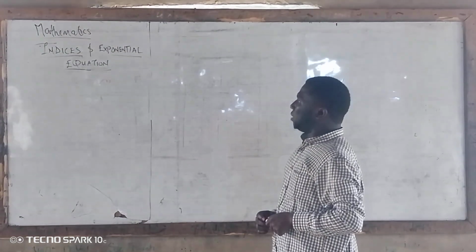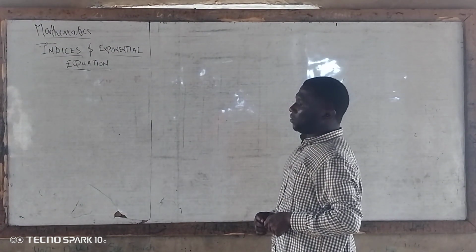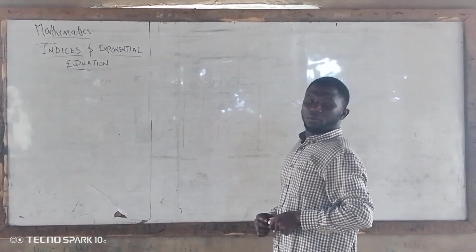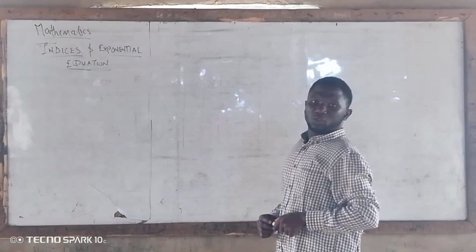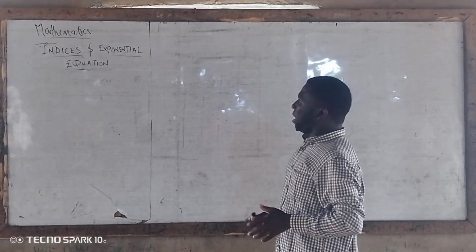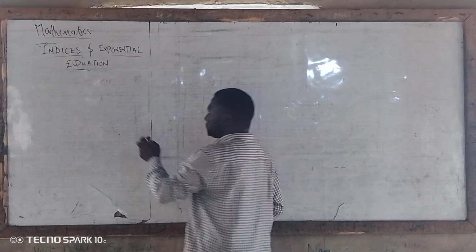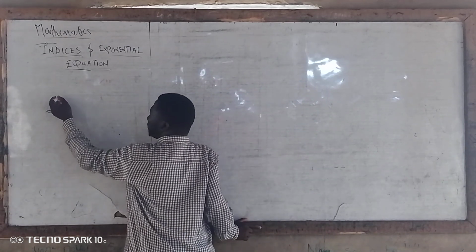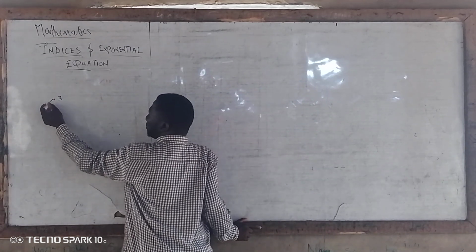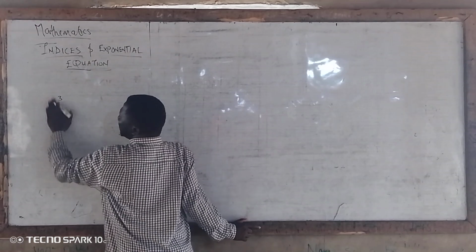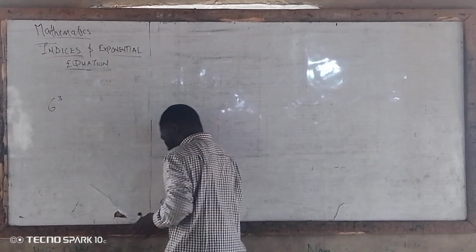All right, so when you are talking of indices, you're talking of numbers that are raised to powers, numbers that are in power form, something like 6 to the power of 3. So that's what you're talking of.